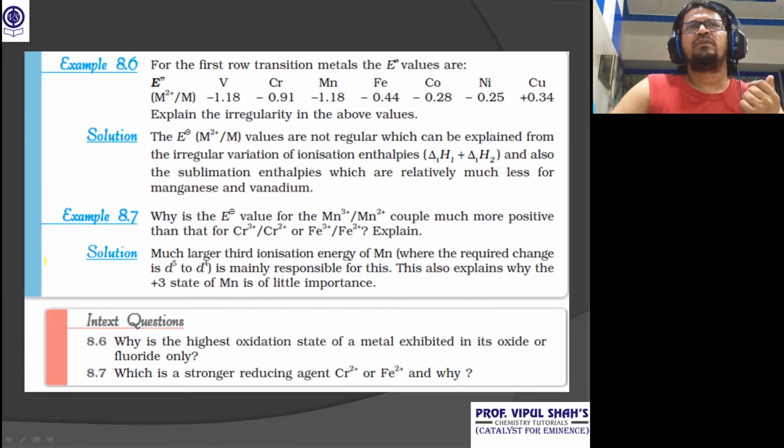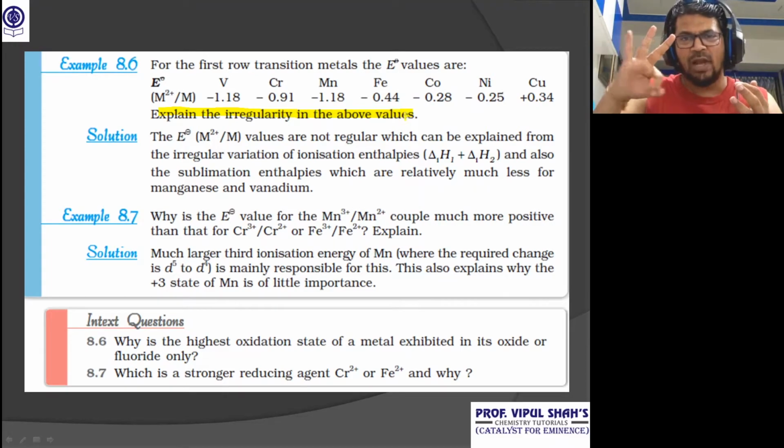Now next, look at that. These are very simple and easy questions. From the first row they have given, what is the reason for the irregularities? That's what we just now discussed. It's a summation of three things. What is the net electrode potential? How is the E0 value calculated?